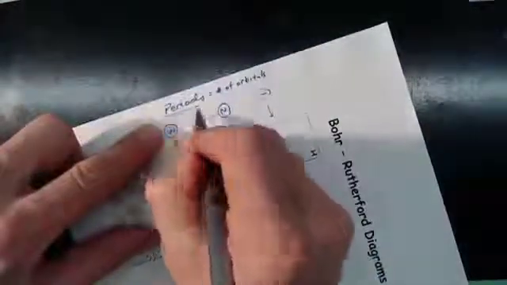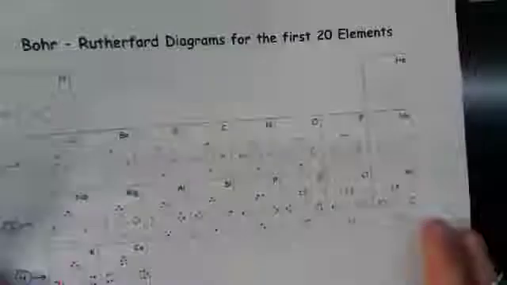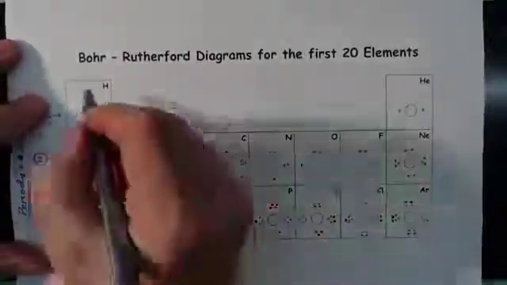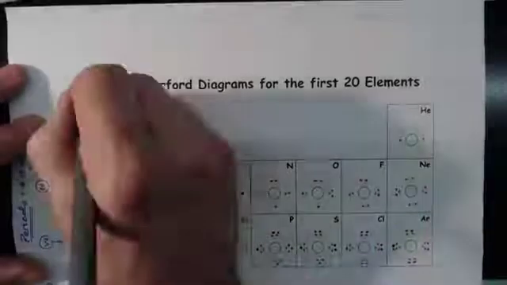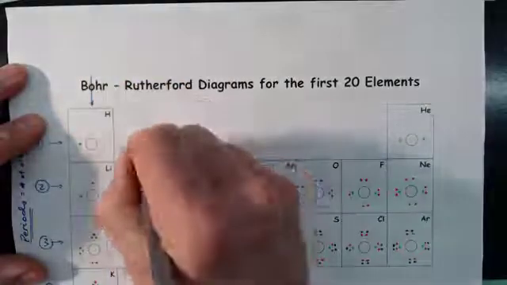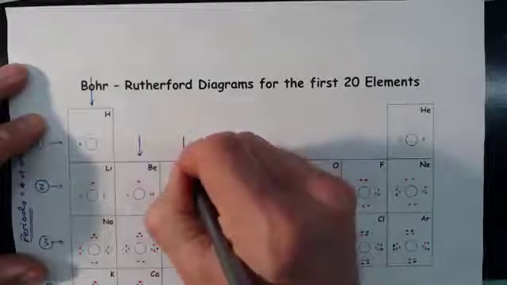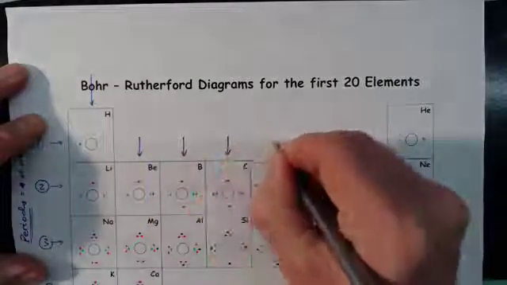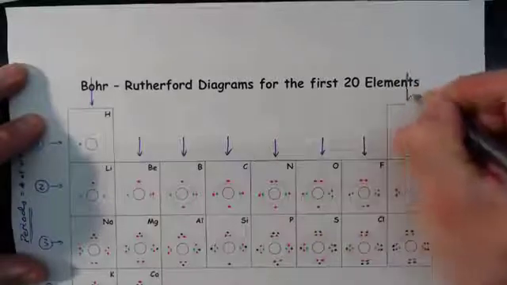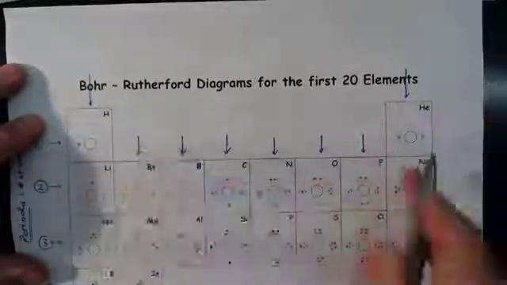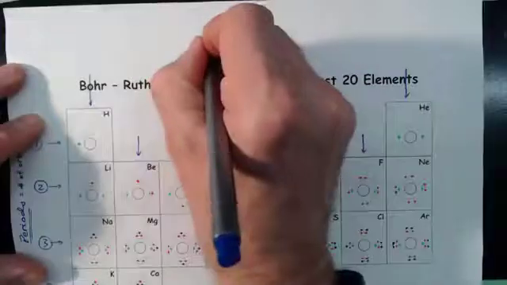That's the periods. Now, if we look at this again, they are organized also into columns. And the columns, we call these groups or families. These columns, we call them groups.